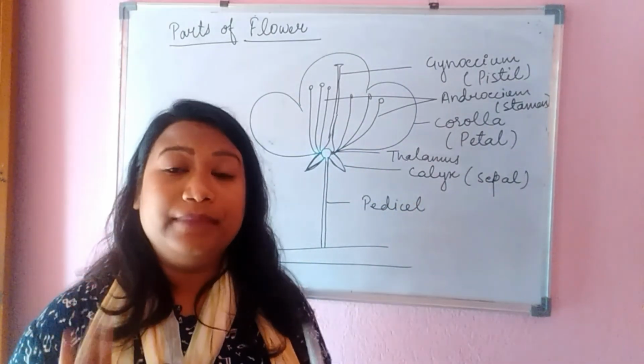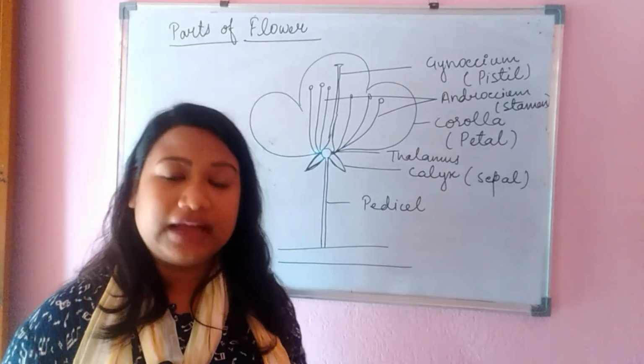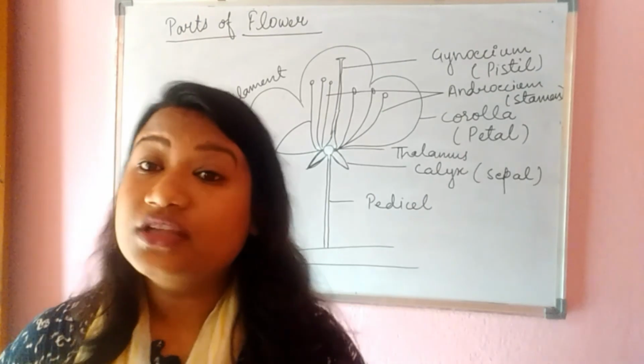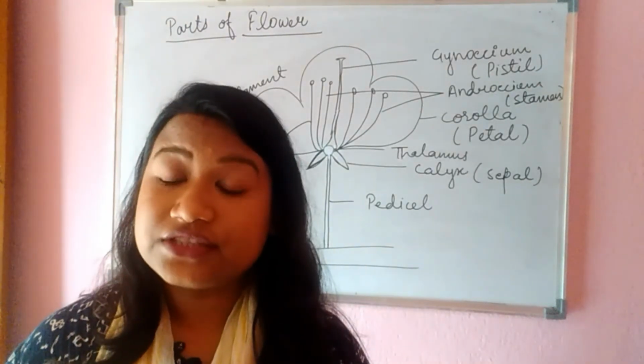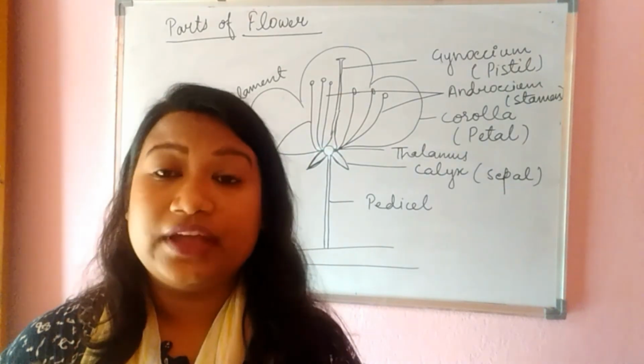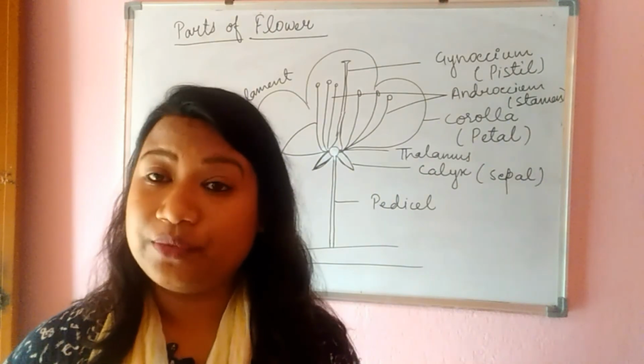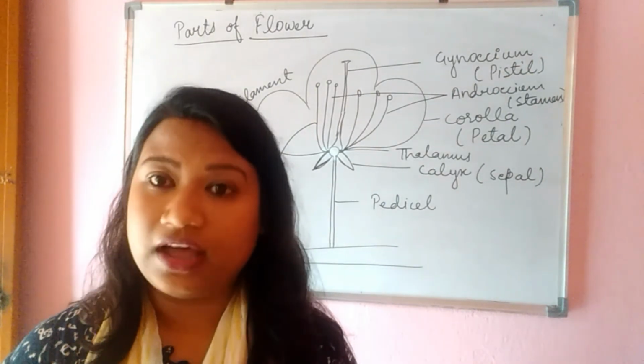So we find different parts of the flower, that is pedicel, calyx, corolla, androecium and gynoecium. These are the basic five parts of a flowering plant which we have to learn. So this is all about the introduction of sexual reproduction, the reproductive part of the plant and various parts of a flower. In our next video, we'll continue how reproduction takes place in the flower.